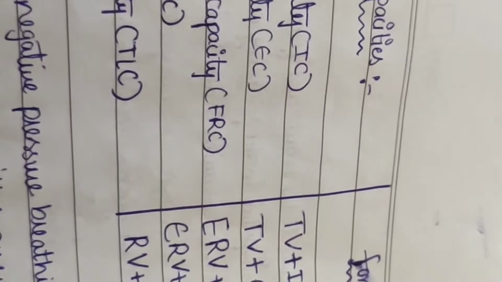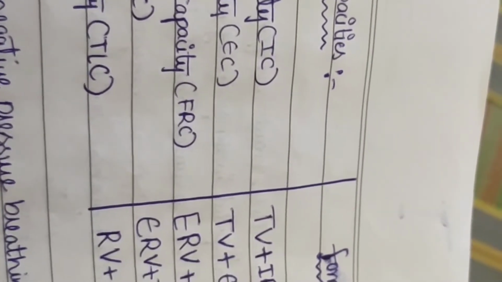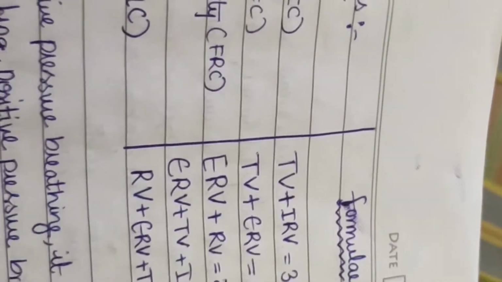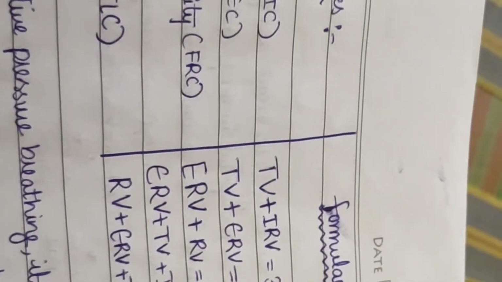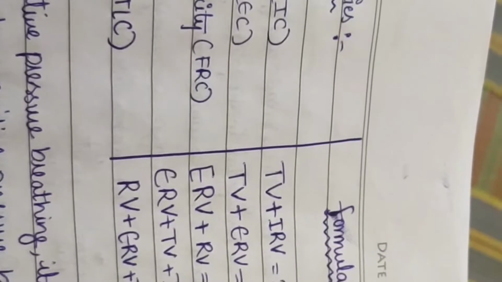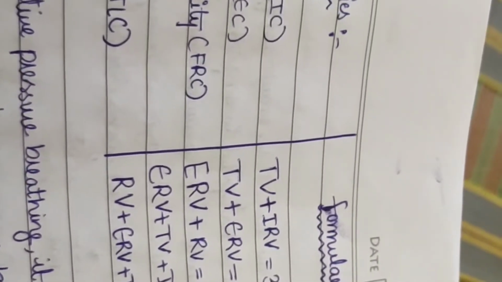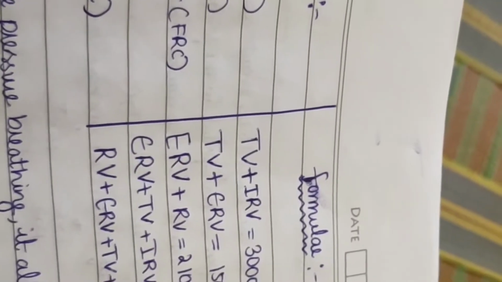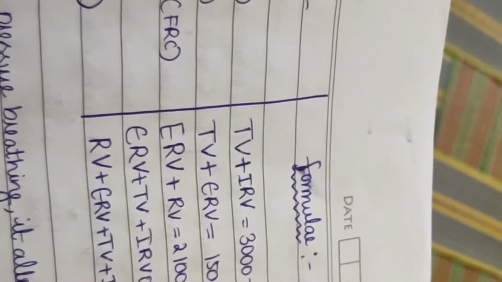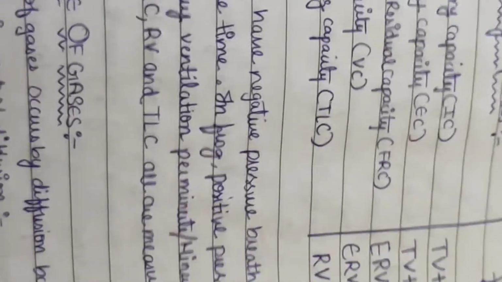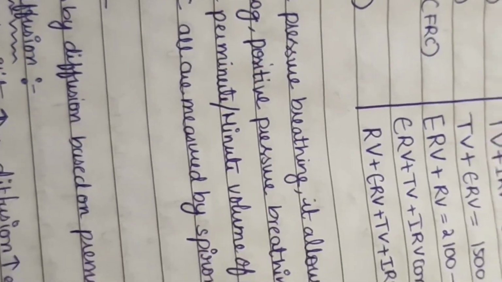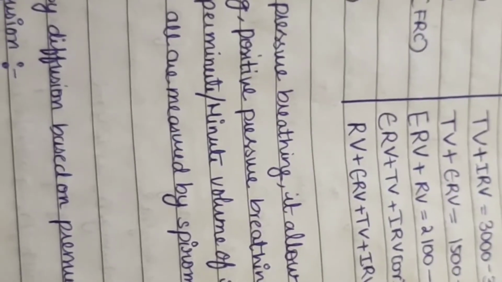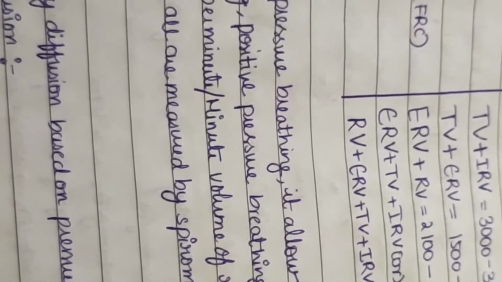Then vital capacity, VC, ERV plus TV plus IRV, or IC plus ERV, which ranges from 4000 to 4600 ml. Then total lung capacity, TLC, RV plus ERV plus TV plus IRV, or IC plus FRC, equal to 5100 to 5800 ml. Now, mammals have negative pressure breathing. It allows them to eat and breathe at the same time. In frog, positive pressure breathing occurs, so they can't eat and breathe at a time.